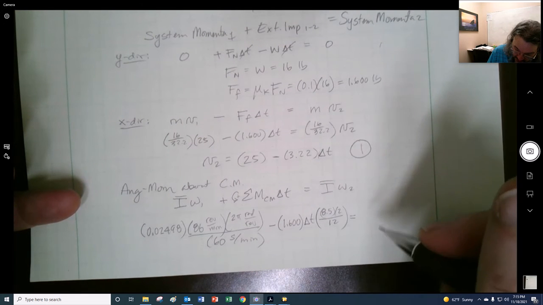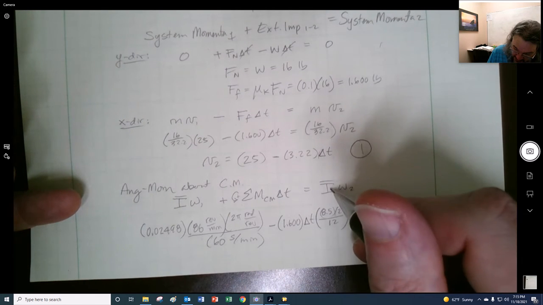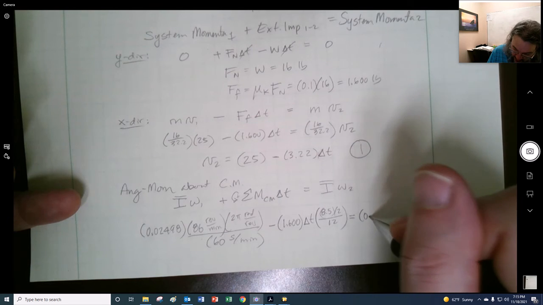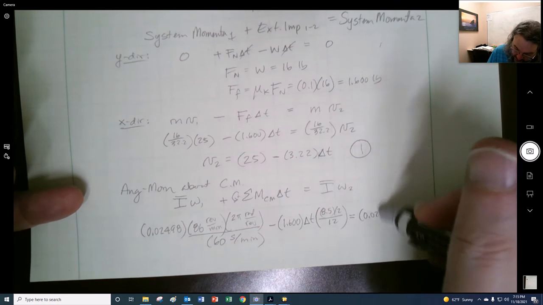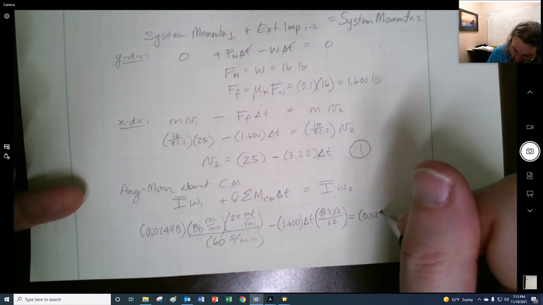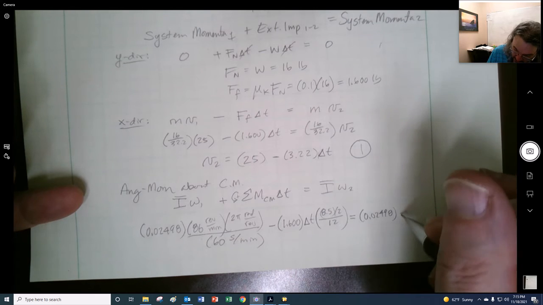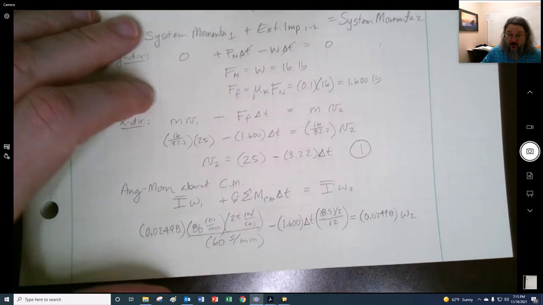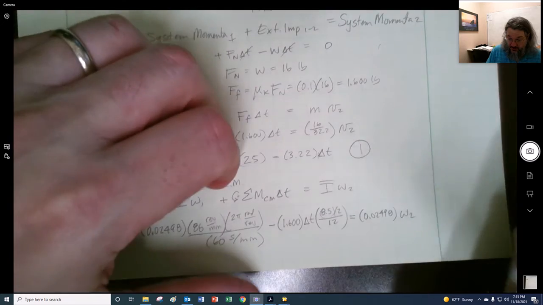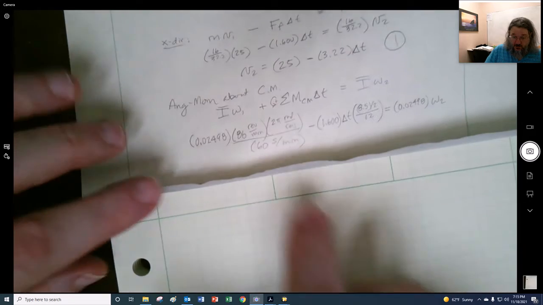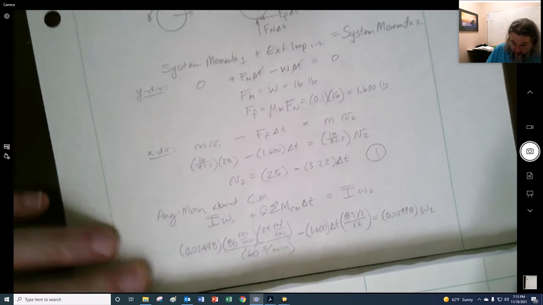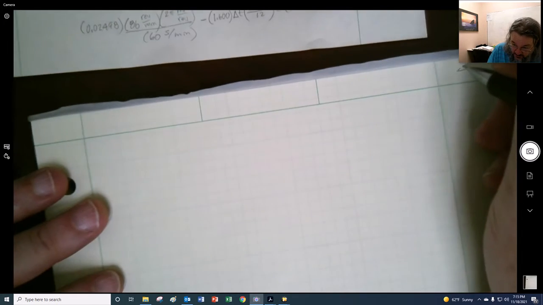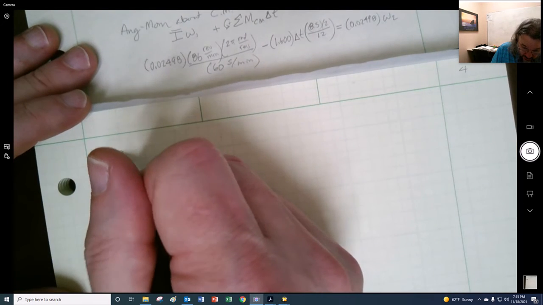And that's going to be equal to I, 0.02498 times omega 2. I'll keep it right there. And we have used up enough paper. Sometimes when you cut this thing off right there, I don't like it when it gets that way. So this is page 4. Page 4. And this is 2 continued.